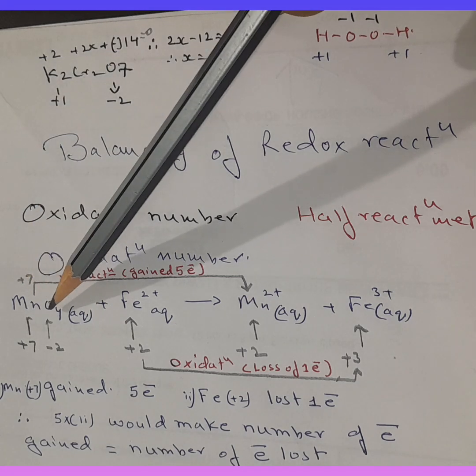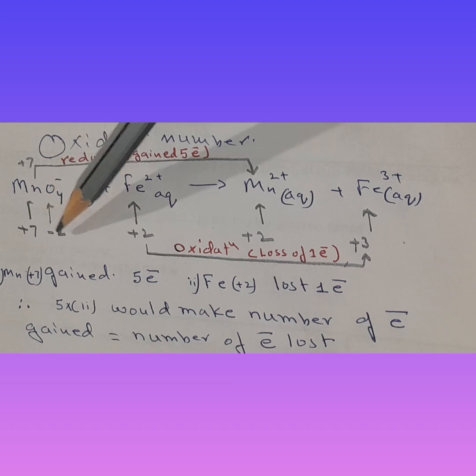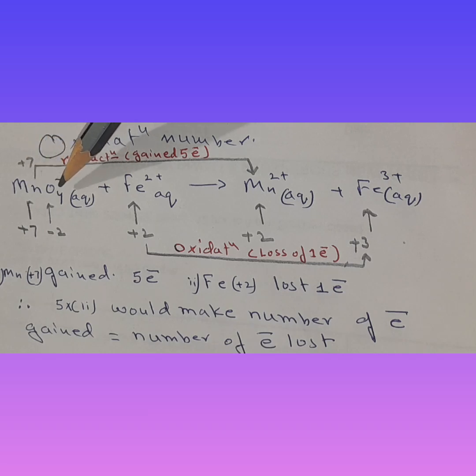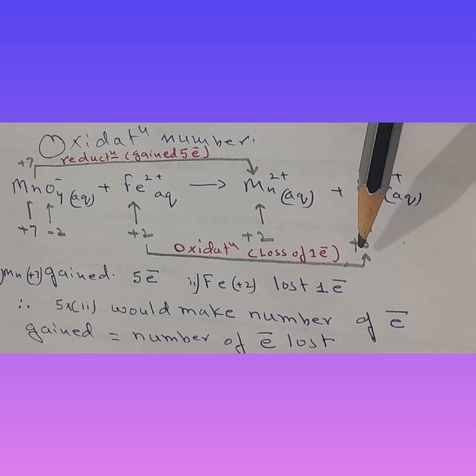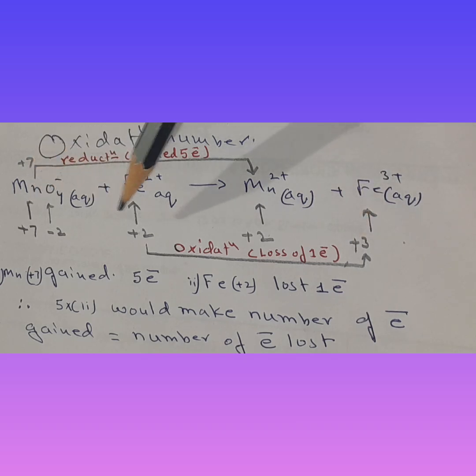In MnO4, we know O is -2 and there are 4 of them, so it has to be -8, and the given charge is -1, so +7 -8 is -1, so Mn has +7 as its oxidation state. Fe is already given as 2, and Mn is already given as +2. So first of all, we find the oxidation states of each element, and then check where reduction and where oxidation occurs.